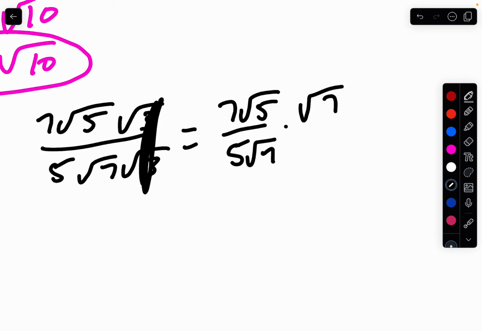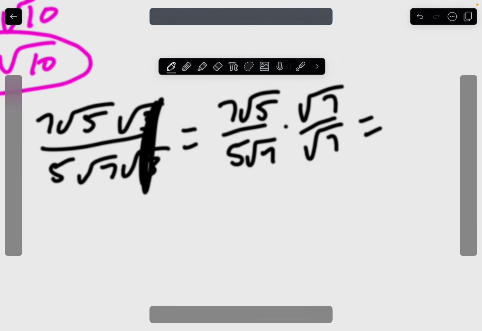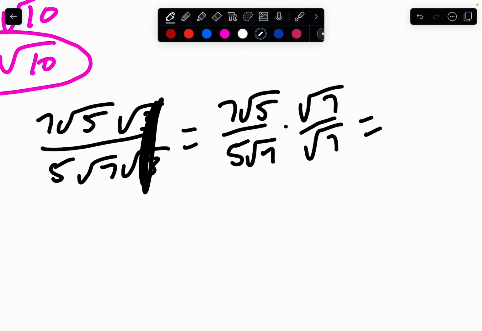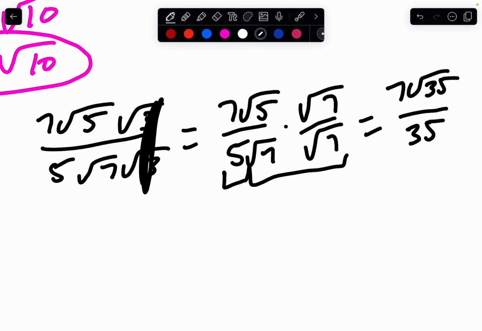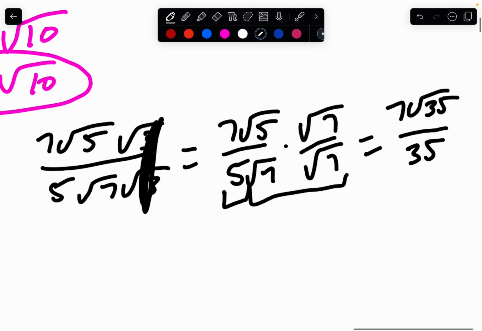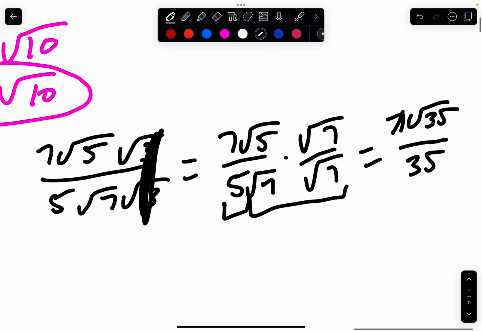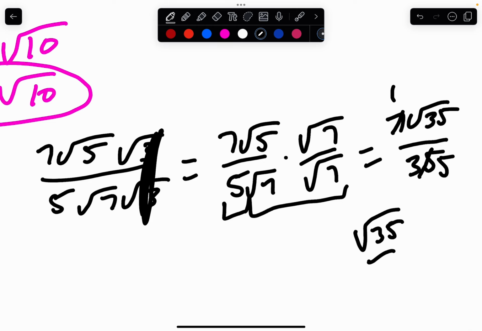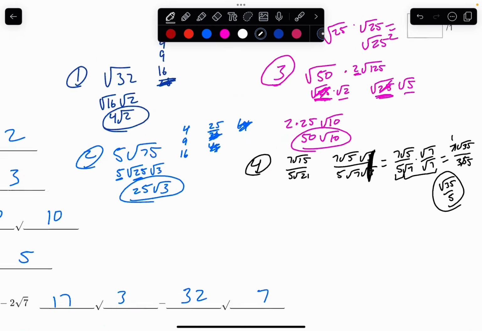So I'm going to show all my work, but I'm hoping that you can do most of this in your head. I'm hoping that you don't have to show your work on this every time. But you would have 7 root 35 on top, and this is whole number 7. Root 7 times root 7 is 7. Times 5 would be 35. Don't forget to reduce. 7 over 35 reduces to 1/5. So this would be root 35 over 5 as your final answer.